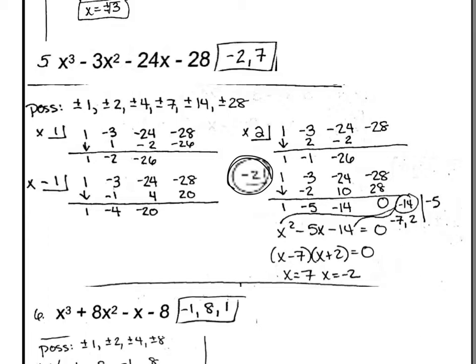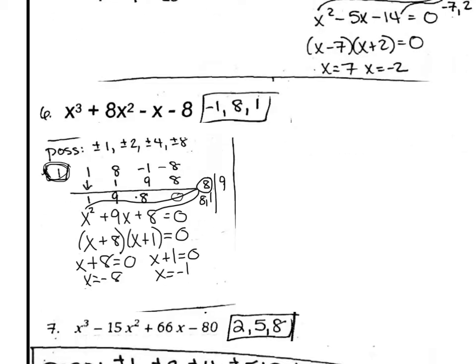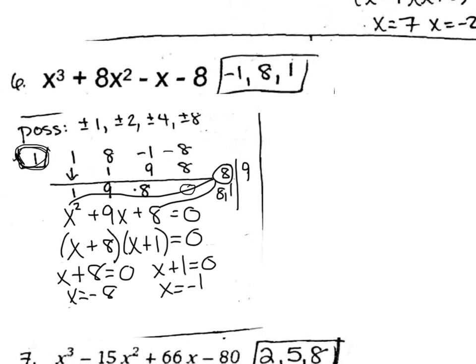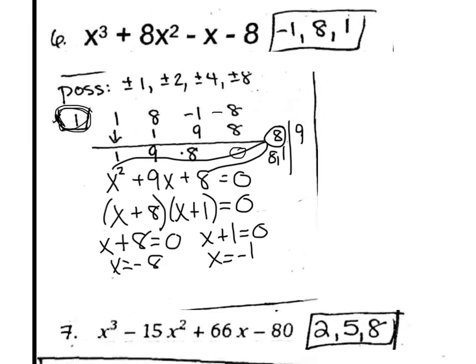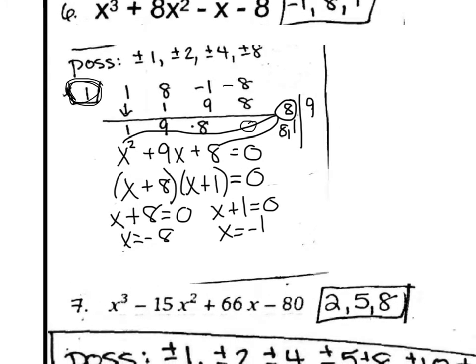Number 6, your answers were negative 1, 8, and 1. You should have gotten the 1 from synthetic division. And then your leftover trinomial was the x squared plus 9x plus 8. Factors of 8 that add up to 9 are 8 and 1, which is why your answers are negative 8 and negative 1.